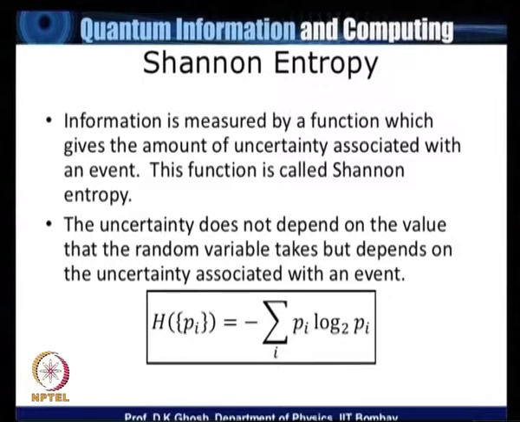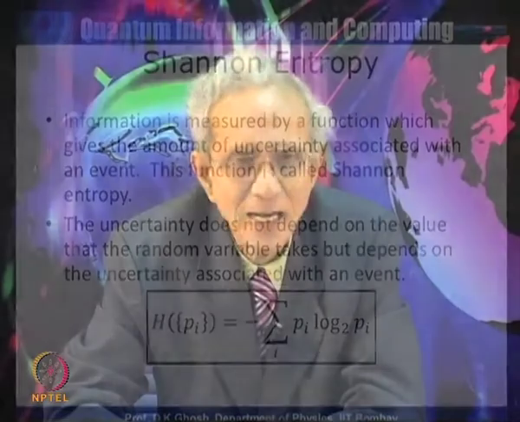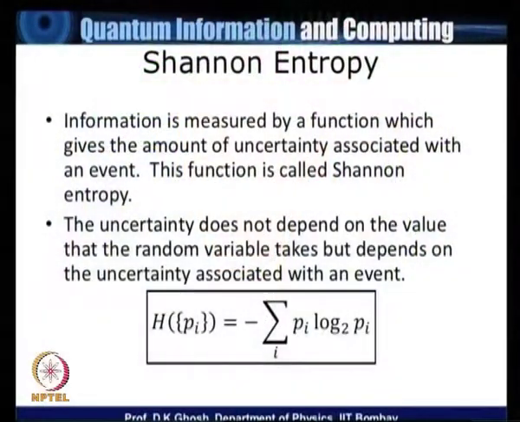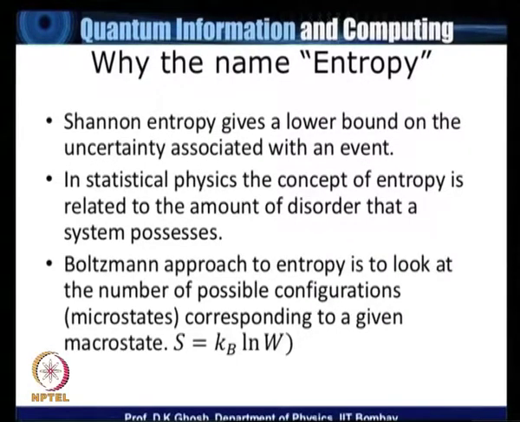The uncertainty is associated with an event. Suppose I have an event which has various possibilities of happening, and the ith event has a probability pi. I define the uncertainty function H as equal to minus the sum over i of pi log pi, and I pointed out that it is traditional to take the base of the logarithm to be 2.